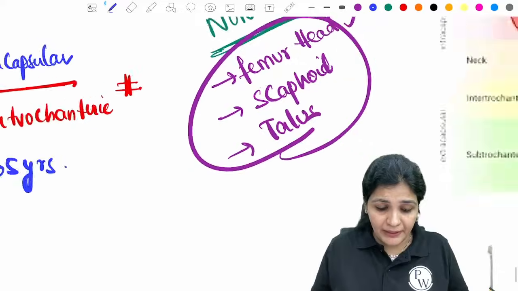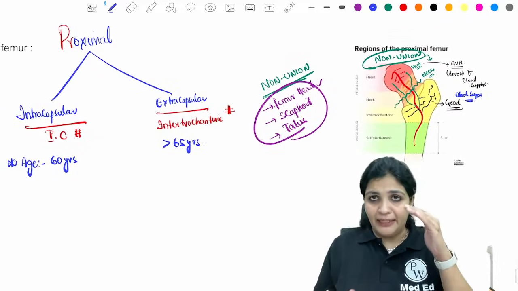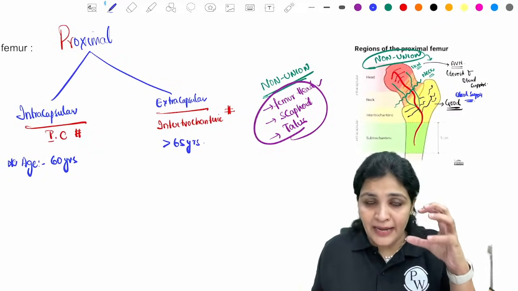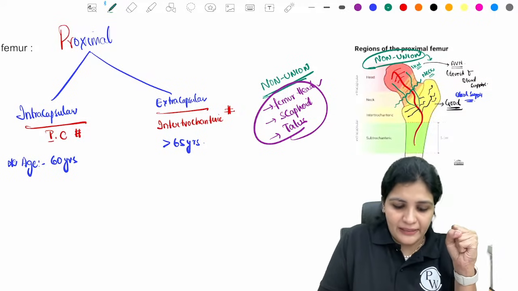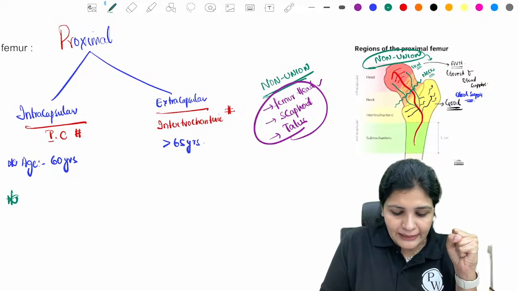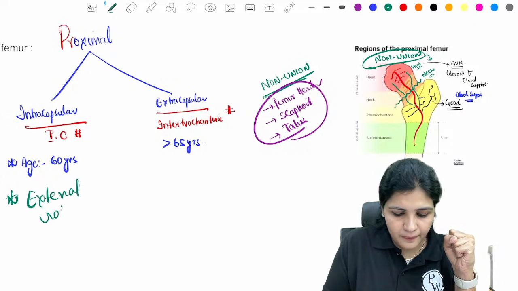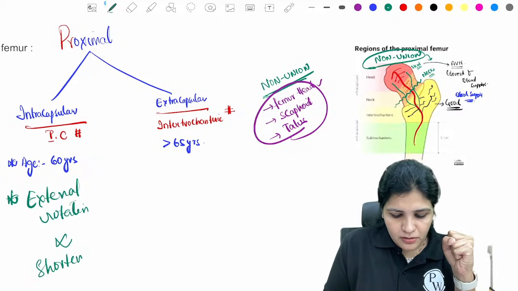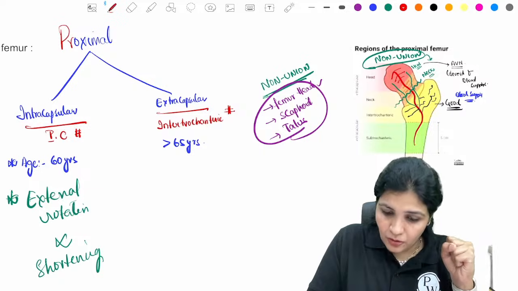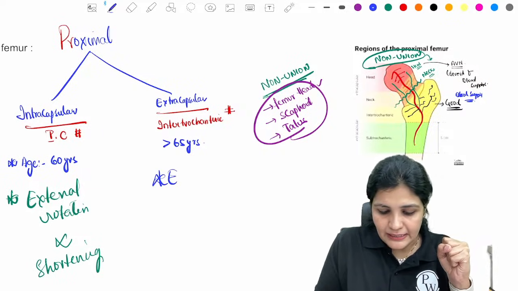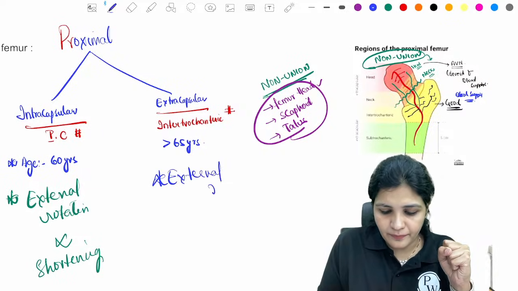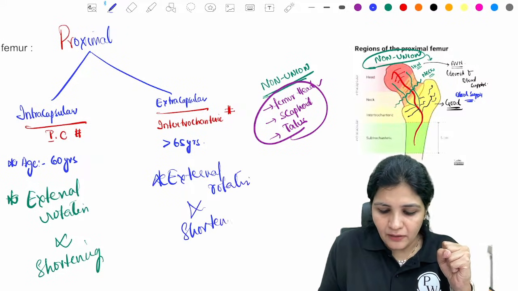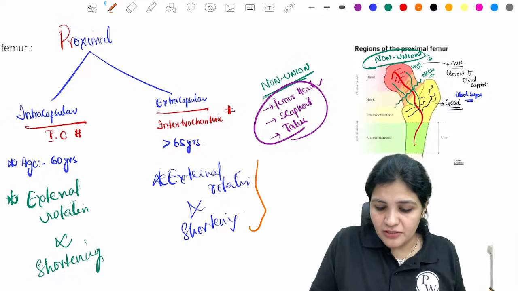And here what is happening, whenever there is a fracture in the neck, because it is intracapsular, the capsule is holding the fracture. So the attitude is external rotation and shortening. And here also there is external rotation and shortening, right? But when you come to IT fracture, this is more profound.